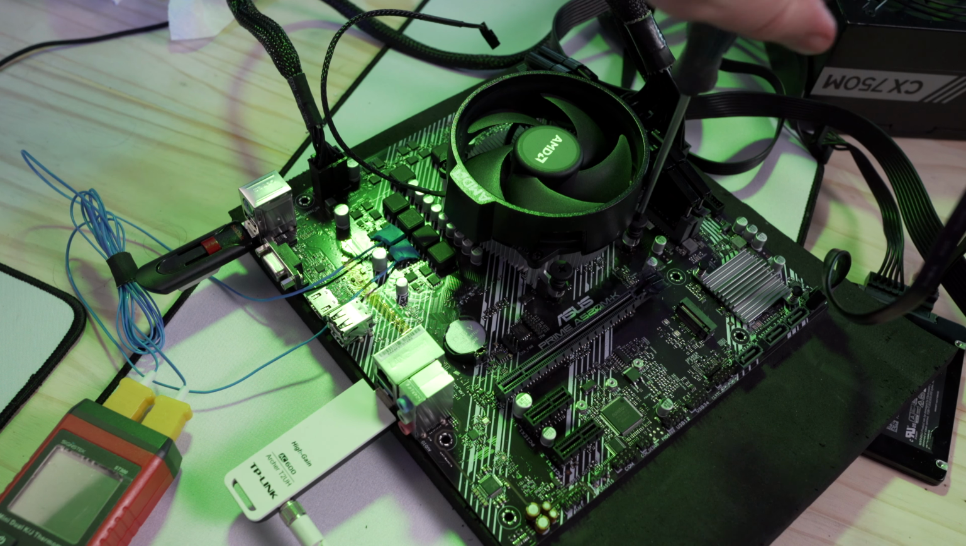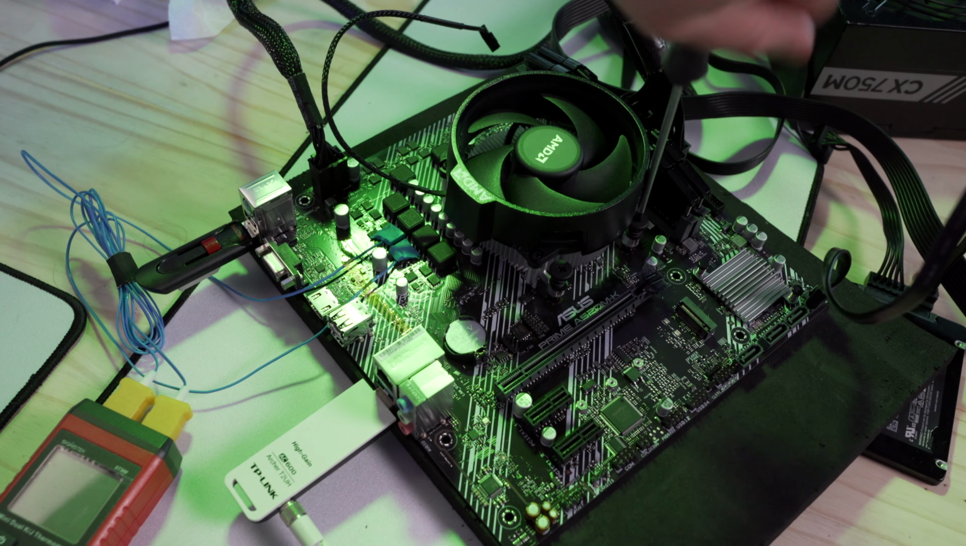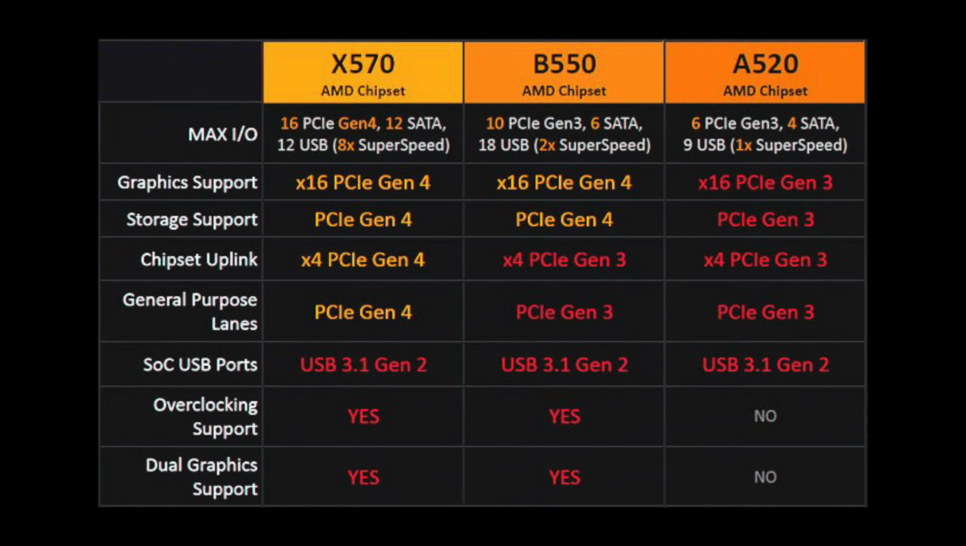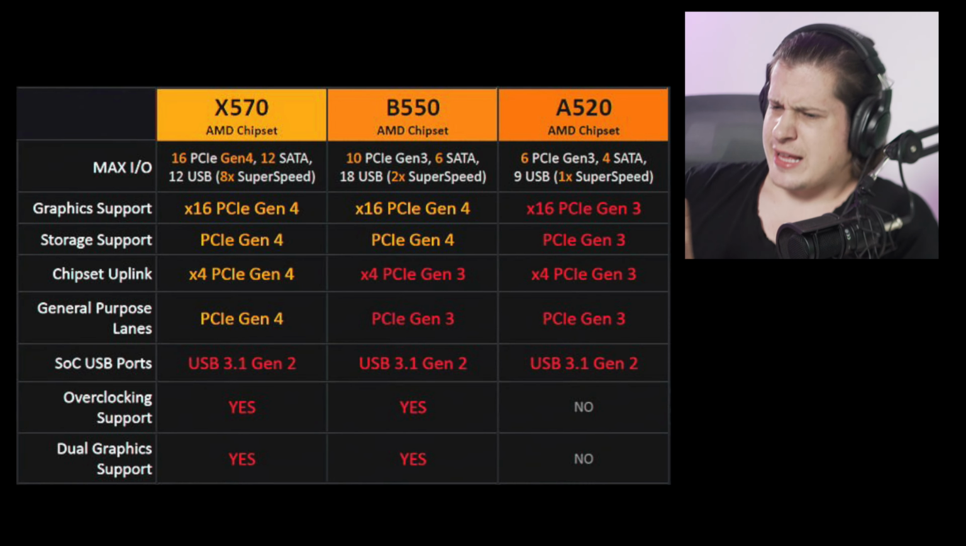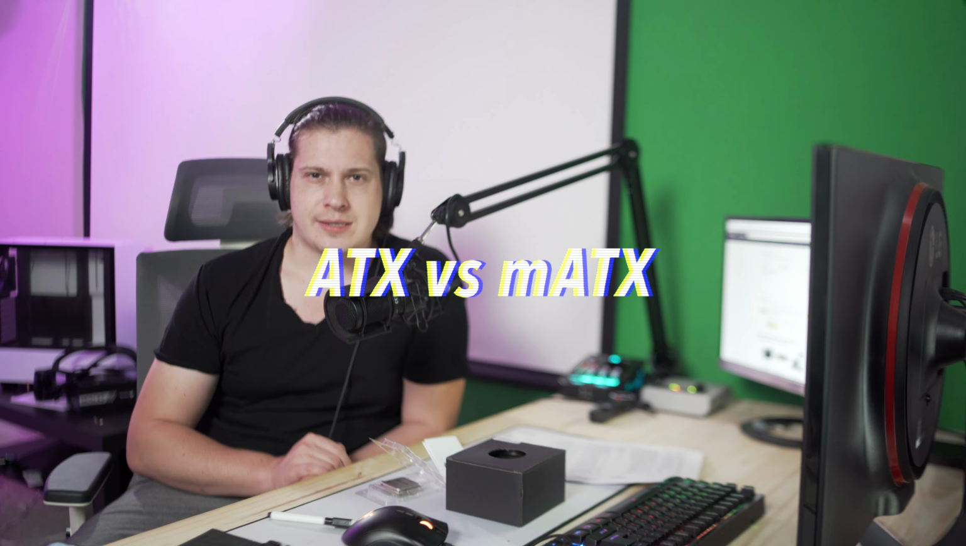To understand why, here's the list of AMD chipsets that support the Ryzen 5 5600X CPU. A520, B550, X570. They don't look that different from each other, because they're not. At least on paper. Now we'll look at the actual boards though. They look completely different. The $200 X570 is huge compared to the $50 A520. It is not just form factor, ATX versus micro ATX. I'll explain in a second.